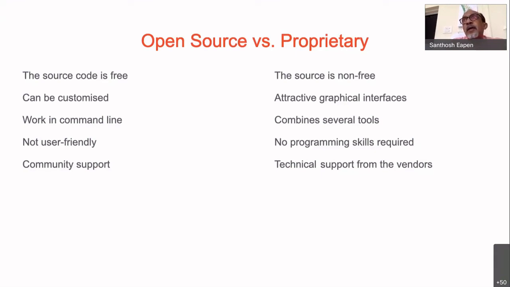Open source communities are there, so you can chat with them. There are a lot of resources. You can exchange ideas with them. There are always people to help you. That way, some community support is also available. So this is the difference between open source and proprietary software currently available.